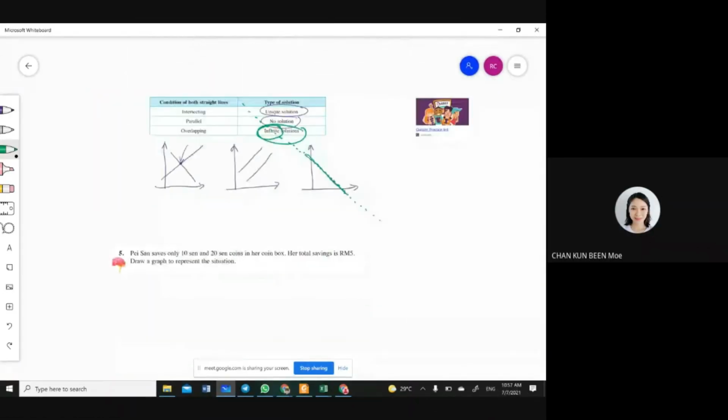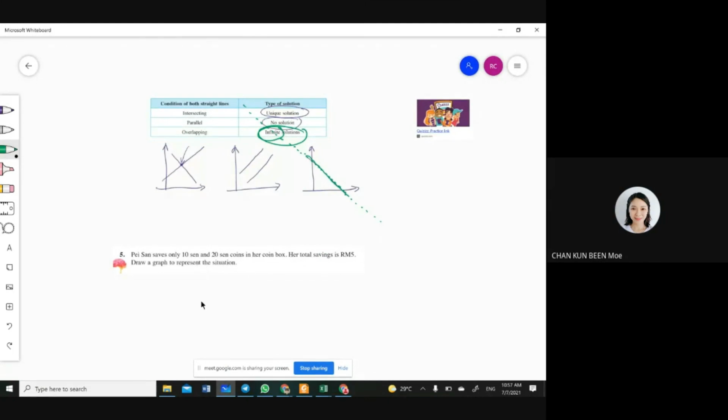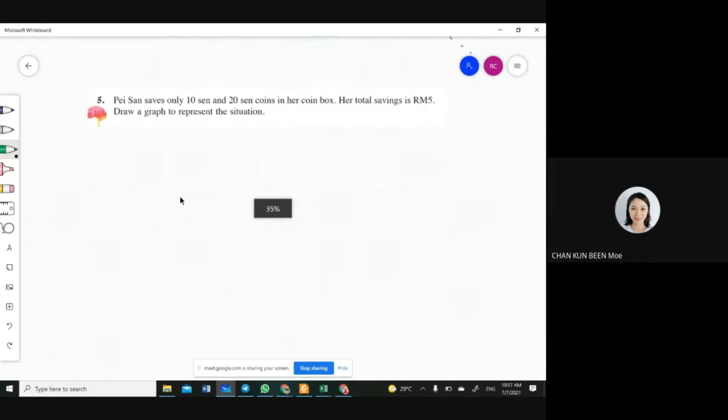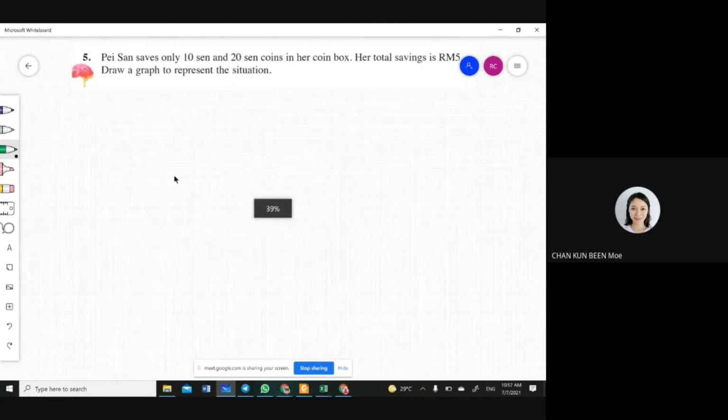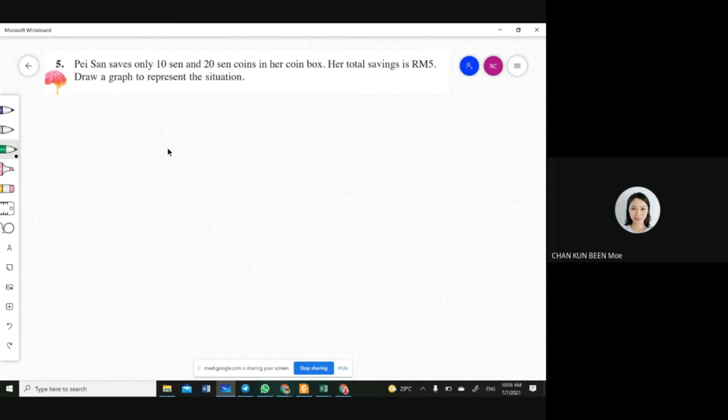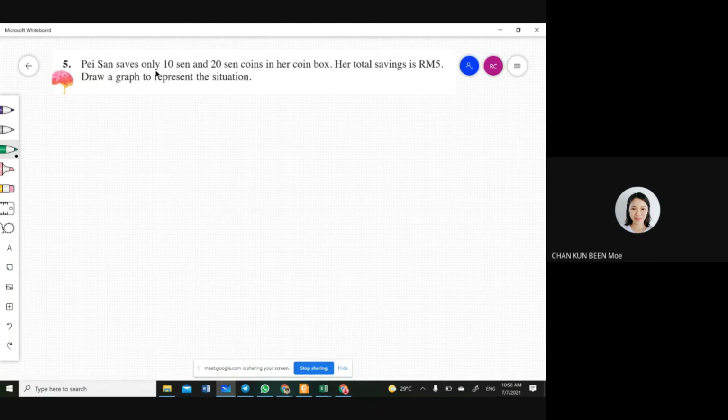We look at this question here. Question number 5. Can you see this? Now I'm going to teach you how to draw a proper graph because I notice a lot of you can't follow the correct steps. So let us see this question number 5 here from your book. Paysan saved only 10 cent and 20 cent coins in her coin box. Her total savings is RM5. Draw a graph to represent the situation.